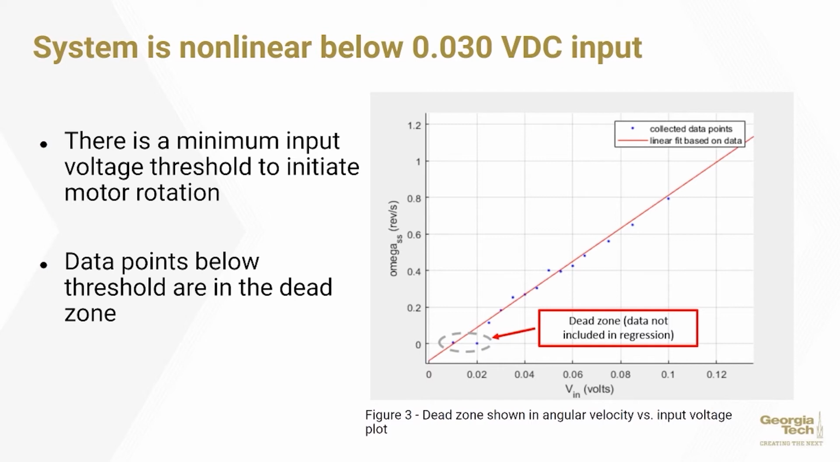So you can see towards the bottom left, at those very low input voltages, it doesn't actually get the motor to start rotating due to inertia and friction within the system. We determined our dead zone limit to be 0.03 input voltage, so anything below this input voltage is considered in the dead zone and not good data to use.